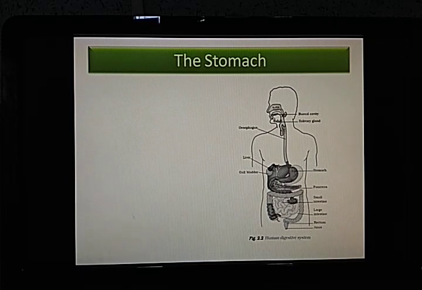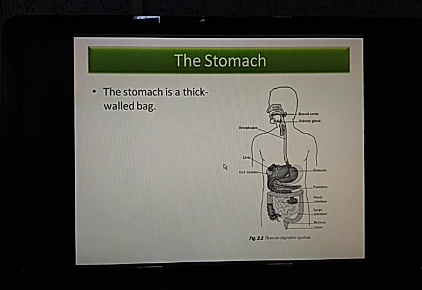This part is called the stomach, up till here. From here it starts up till here. This is the stomach. So let us begin. The stomach is a thick walled bag. It is very thick. The walls of the stomach are very thick. Why is it thick? Do you know that?